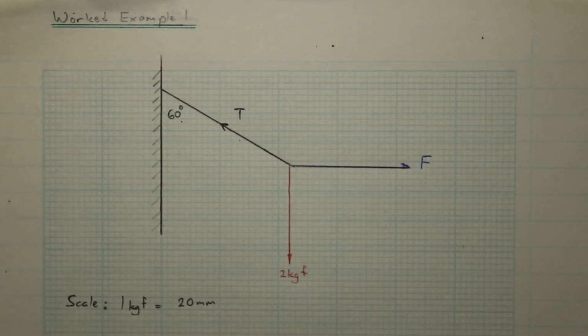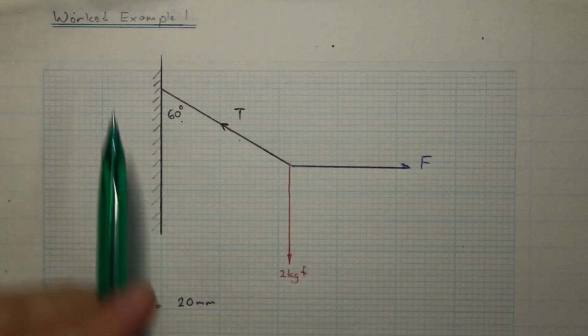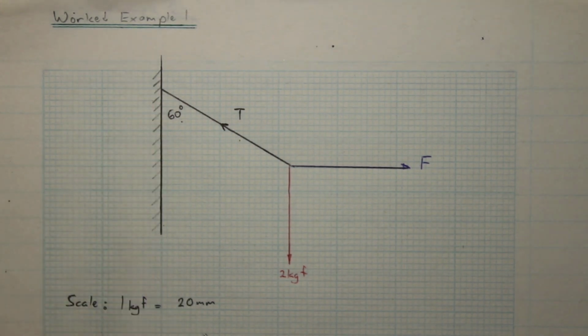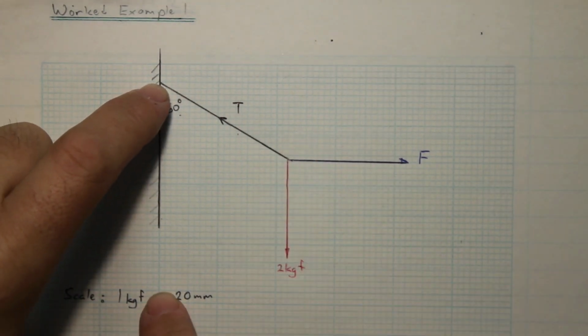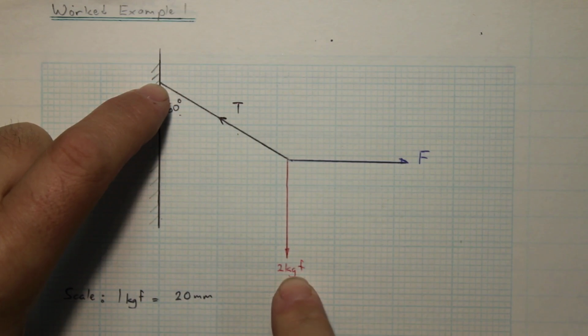So we have a worked example, and I've transferred it to the graph paper. Okay, and I'm not going to read it. I'm just going to show you what's happening here. So we have a wall over here, and there's a rope. So think of this rope as hanging down over here, and there's a force connected to it of 2 kilograms, and that force is obviously hanging down here.